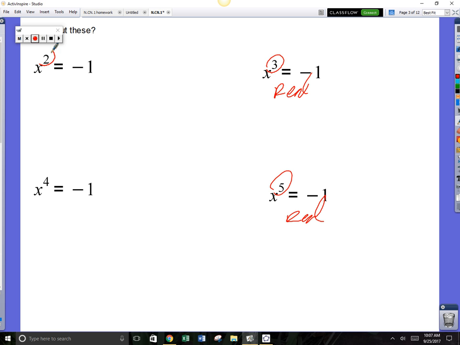Here's the problem. If I have an even amount and my answer has to be negative, that introduces a sticky scenario. This is not real. I've got an even amount of something and my answer has to be negative. That is not real. Because I can only produce negatives if I have an odd amount of them.